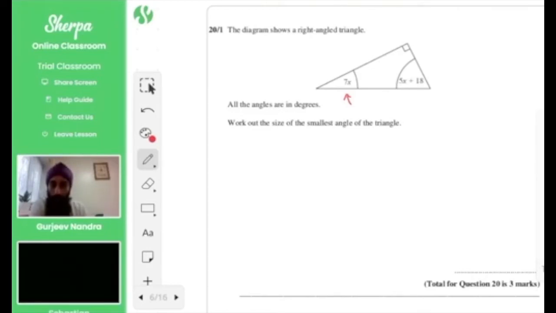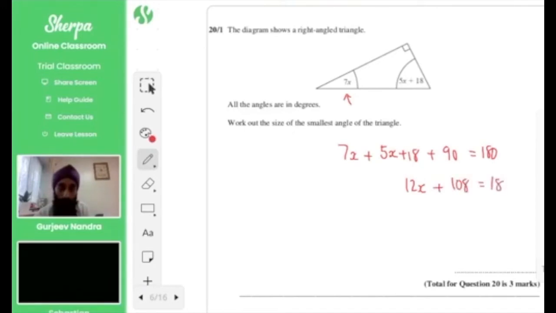Since it's a triangle, I know that all the angles in a triangle add up to 180. So what we can do is add up all the angles, interpreting that little box as 90 degrees, and make it equal to 180. So we've got ourselves a little equation that we can now solve, and it will work out what x is. Rearranging this and collecting the like terms, we've got 12x add 108 equals 180. Subtract the 108 from both sides and we get 12x equals 72.